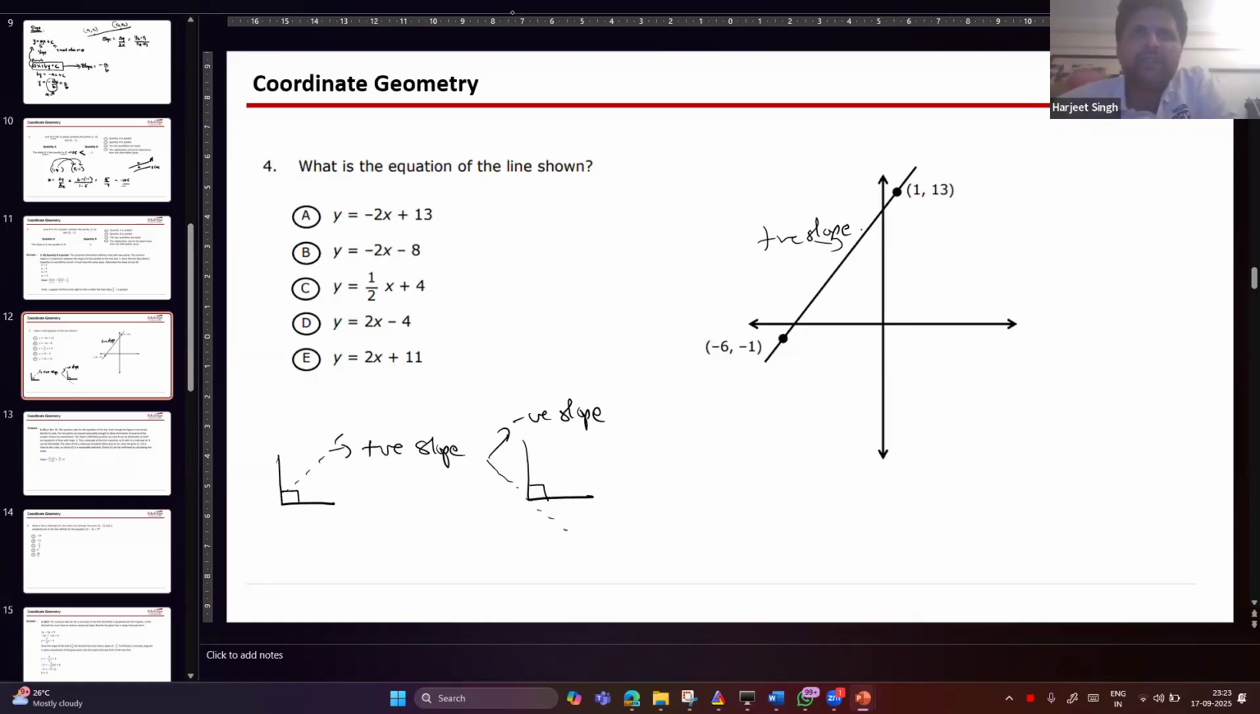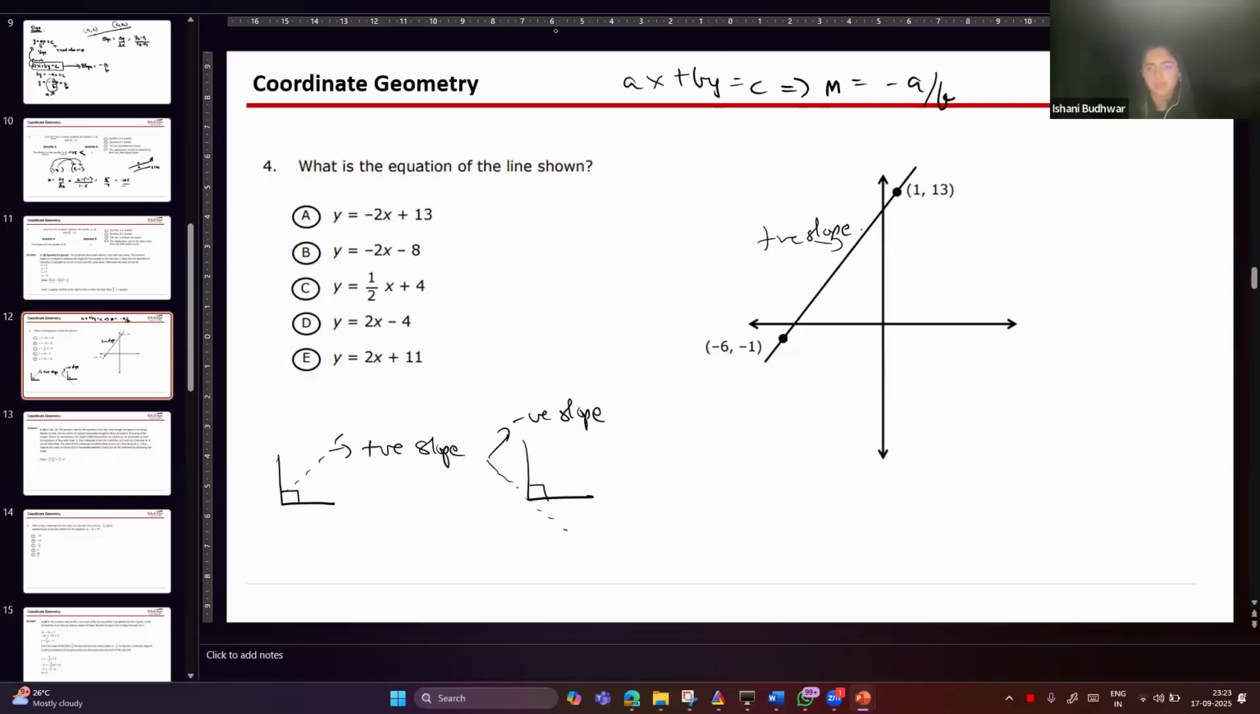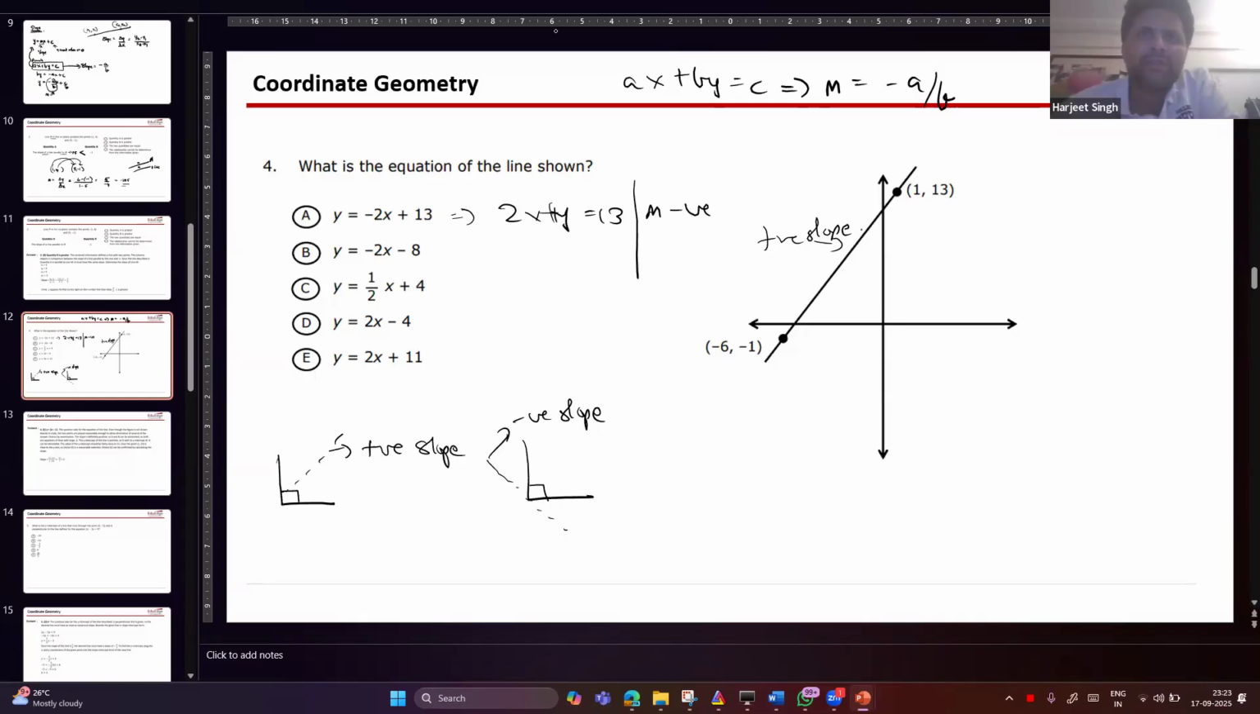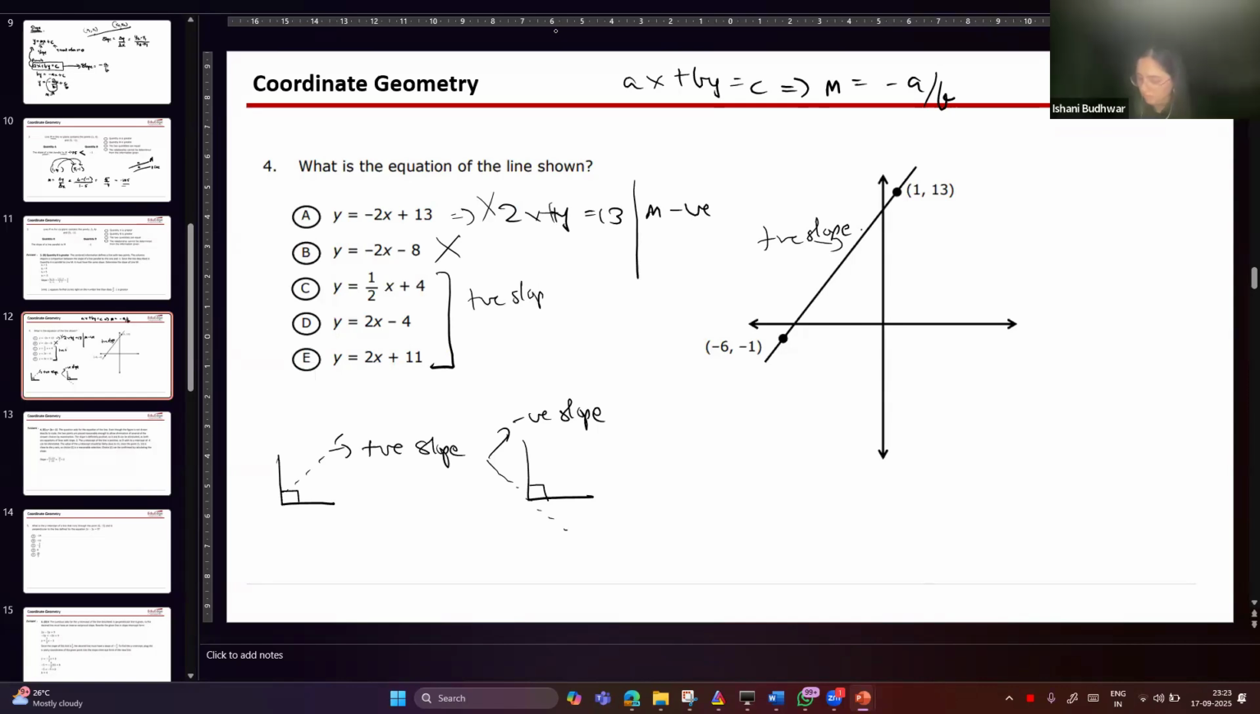So we learned some time back ax plus by equal to c. What is the slope? Minus a by b, right? So when I rewrite this, it will be 2x plus y equal to 13. So can I say the slope will be negative here? So this is ruled out. So this is ruled out. And these are the ones with positive slope.